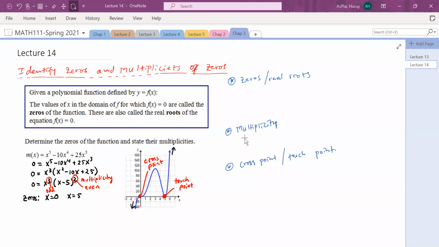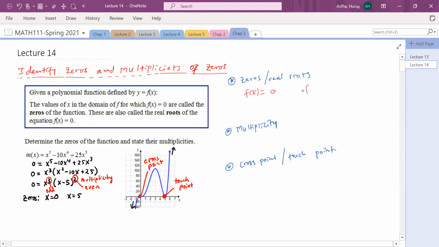We've seen this before, what zeros of a polynomial are. Basically, zeros of a polynomial are the values that make the function or the polynomial zero. For example, if we have f of x equals 0, then the x which make this polynomial 0 are called the zeros of the function.